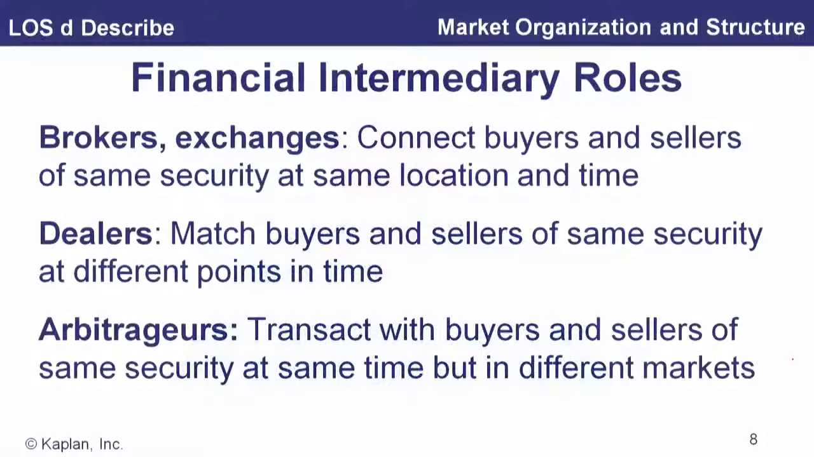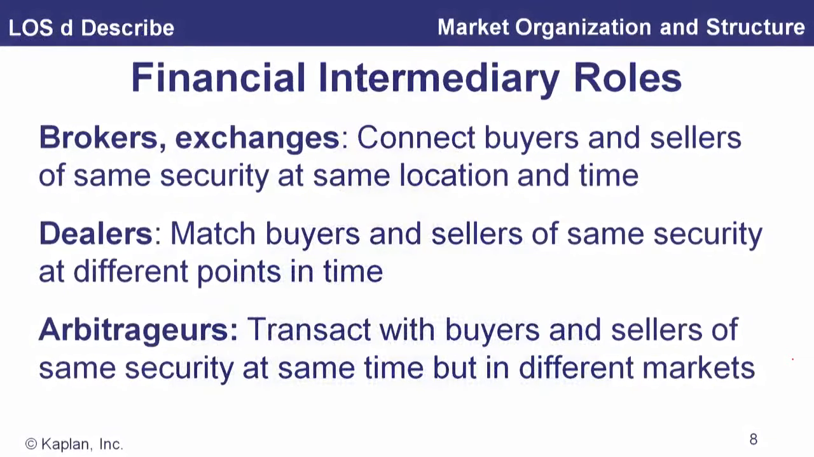Dealers, on the other hand, maintain an inventory. So you can think of, at least outside the financial world, a used car dealer. They buy cars and then they sell those cars. Okay? So it says here, match buyers and sellers of the same security at different points in time. Well, with a car dealer, they buy the cars and then they sell them at a different point in time. They sell them later. Okay? And in the securities markets, if you think about bonds, rather than being a broker, just matching up a seller of bonds with a buyer of bonds, dealers maintain an inventory of bonds. So they buy for their own account and then they sell for their own account.